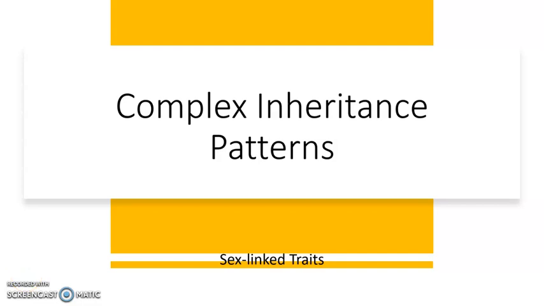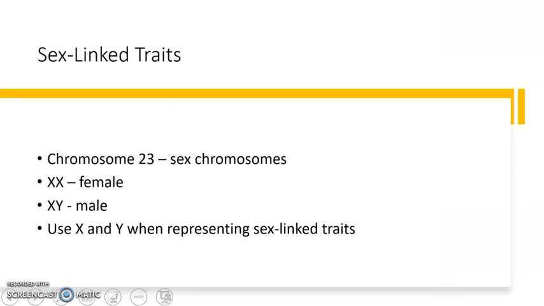Alrighty, so in this episode, we're going to talk about another set of more complex inheritance patterns, and that is sex-linked traits. So when we talk about sex-linked traits, we are talking about traits that are located on chromosome 23. Chromosome 23 is the last of the chromosomes. They are what we call the sex chromosomes.